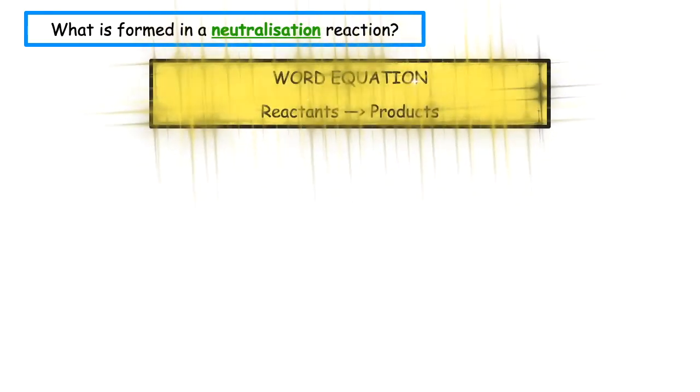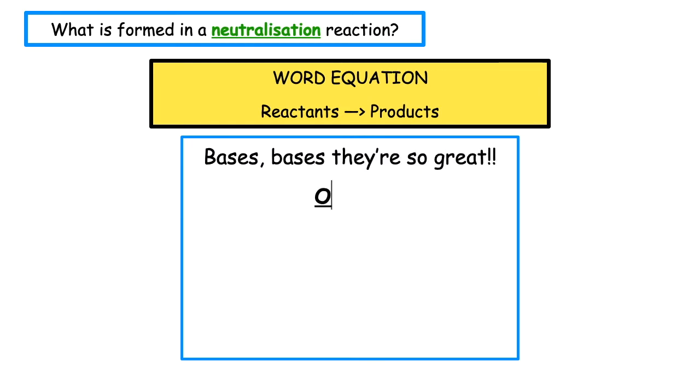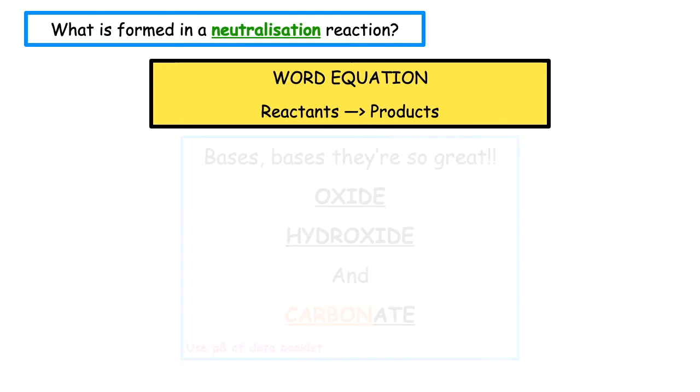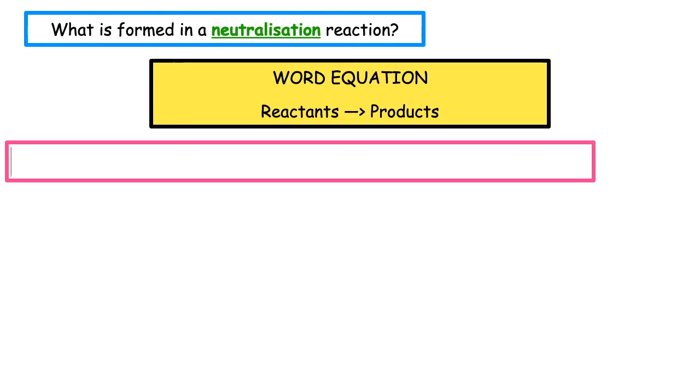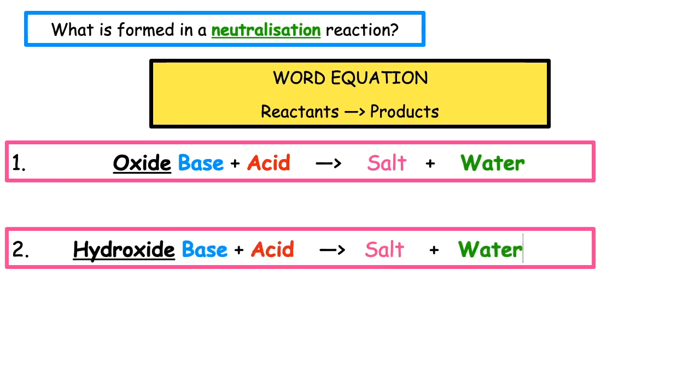So what is actually formed in a neutralization reaction? There are 3 word equations that we have to know, and these are based off of the bases song. Now remember, bases, they're so great: oxide, hydroxide and carbonate. The first equation that we're going to look at is an oxide base plus an acid will always produce salt plus water, water being our neutral substance. The second equation, we've got our hydroxide base plus an acid, which produces salt and water.